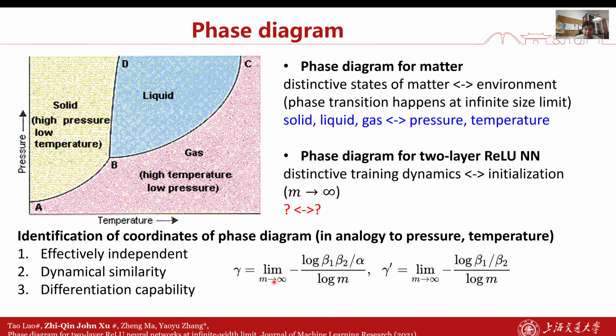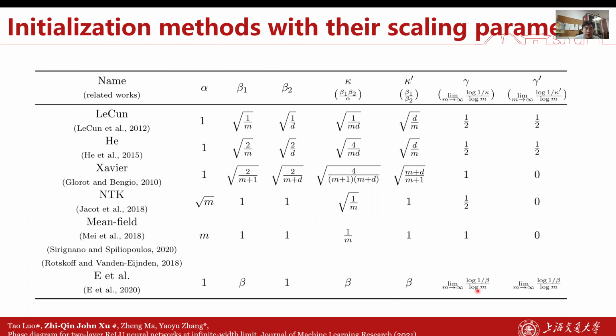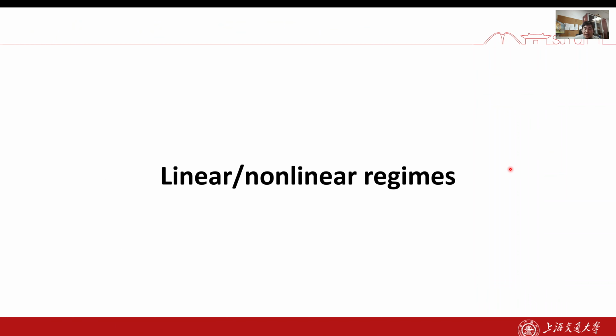And we will show that this gamma and gamma prime can also serve a function similar to pressure and temperature. One is the initial scale, the other is the difference of scale between input and output weights. By this gamma and gamma prime, we can write out the common initialization methods and also theoretically study them. We can see that for LeCun and He initialization, they are similar because we have this infinite width limit. And now, based on these tools, we can study the linear and nonlinear regimes.